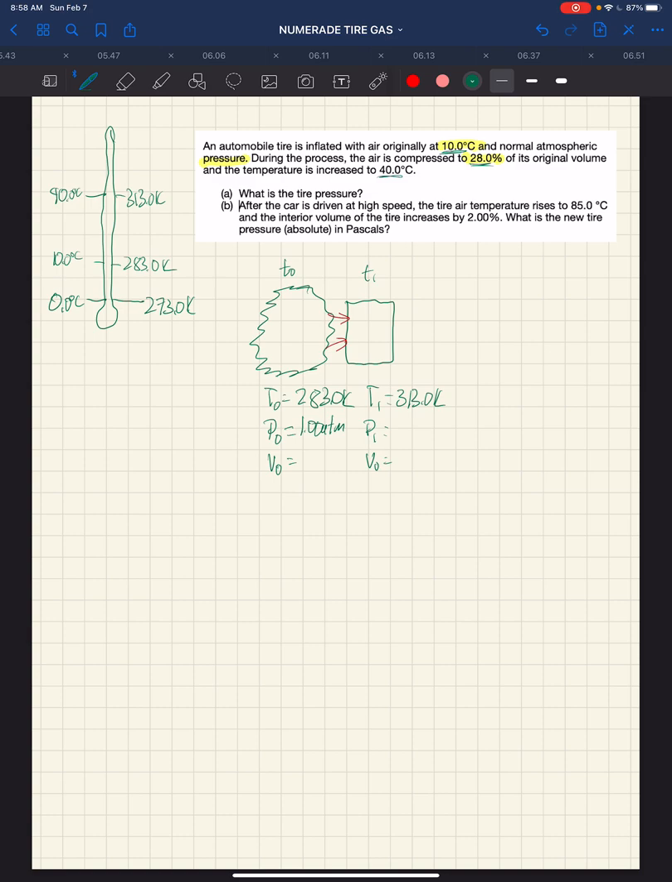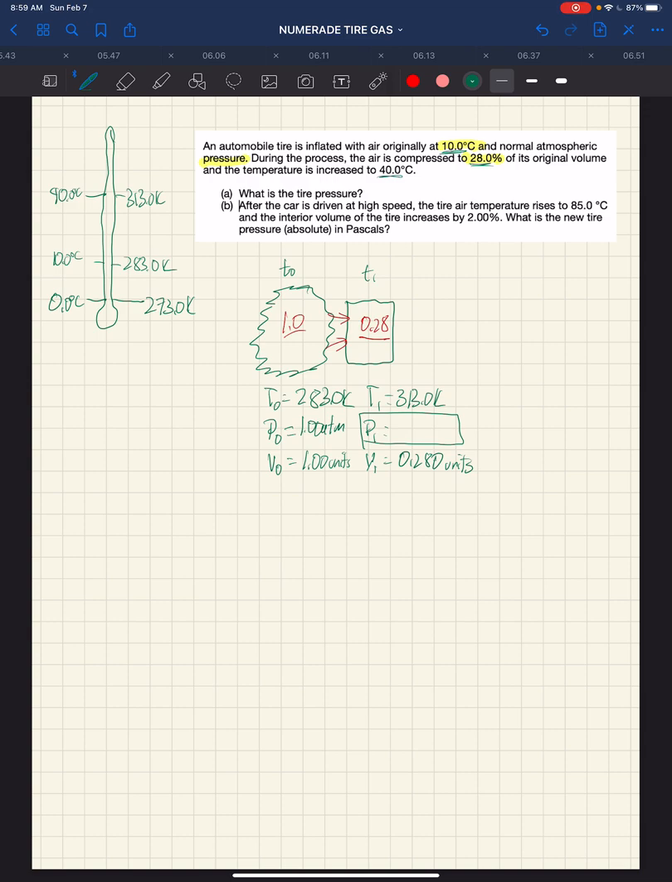We know now that its air is compressed to 28%. So if we said that this has a volume of 1.0, then this now has a volume of 0.28, such that this volume is 28% of that original. So our original volume, we would say, is 1.00 units, whatever those units are, and the volume afterward, at time 1, is 0.280 units. And we're being asked then, what is the tire's air pressure afterwards? So we are looking for this P1.